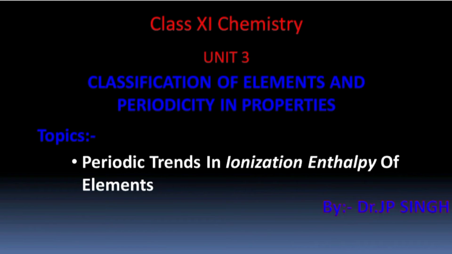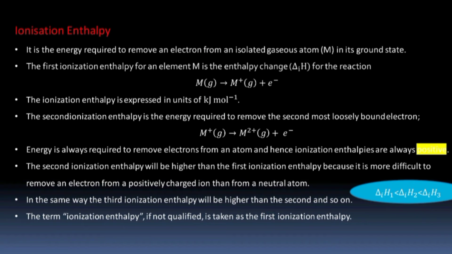The next one is ionization energy or the ionization enthalpy. This is the amount of energy required to eject the most loosely bound electron from the outermost shell of a gaseous atom. For example, if we eject the electron from the sodium atom and a sodium ion is formed, the amount of energy which is required to eject the electron is called the ionization energy.